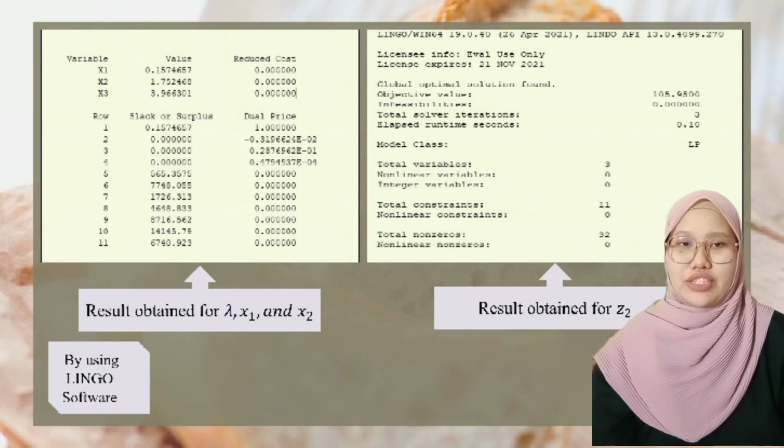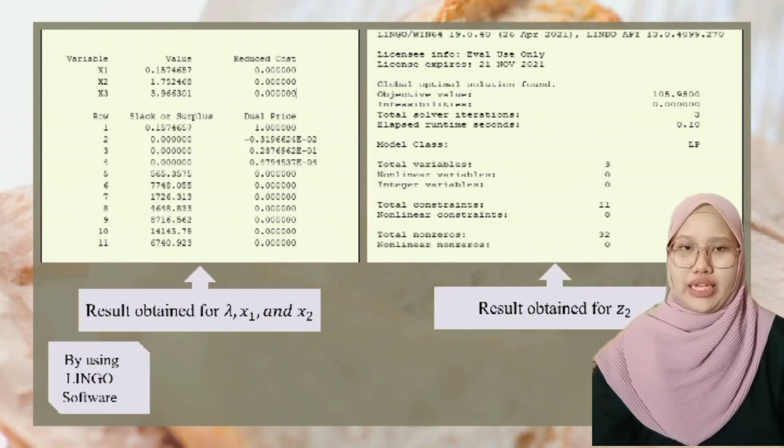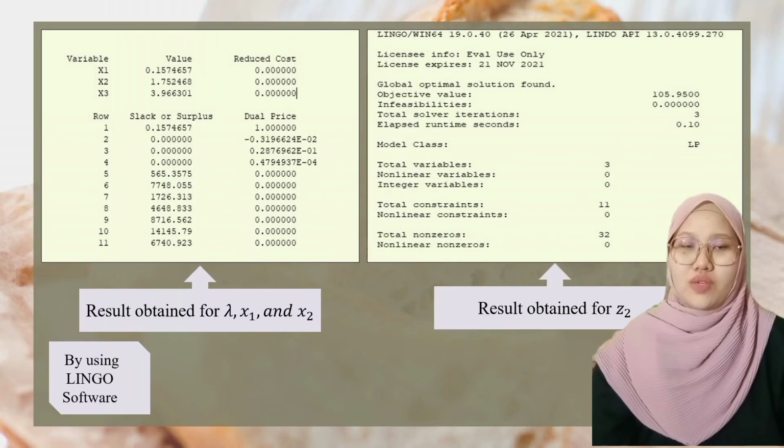Then, according to the next figure, the value for the processing time, namely Z2, is 105.95 and the rounded off value is 105.6 minutes. For the last step, it was run by using Lingo software.